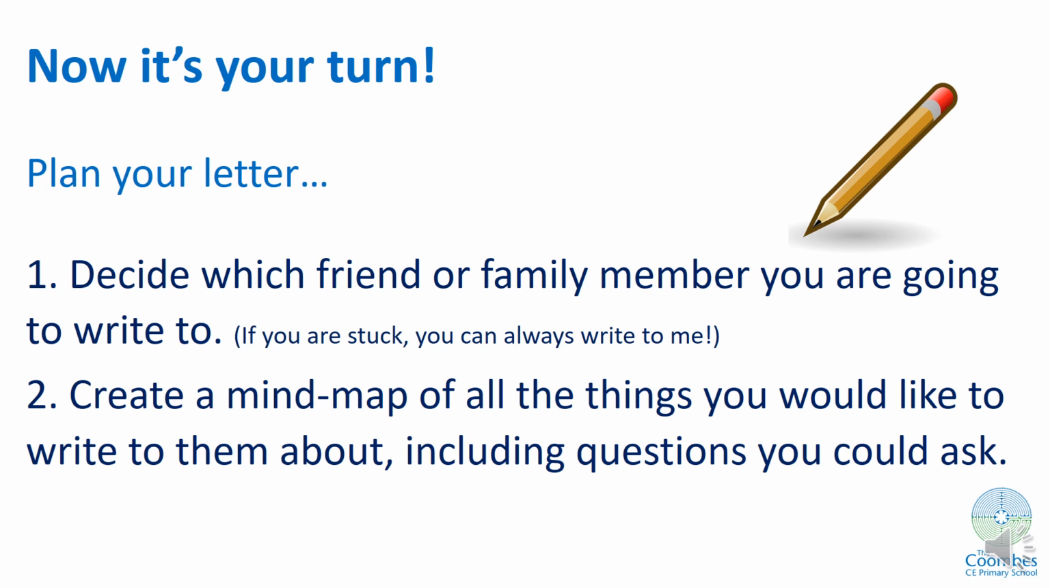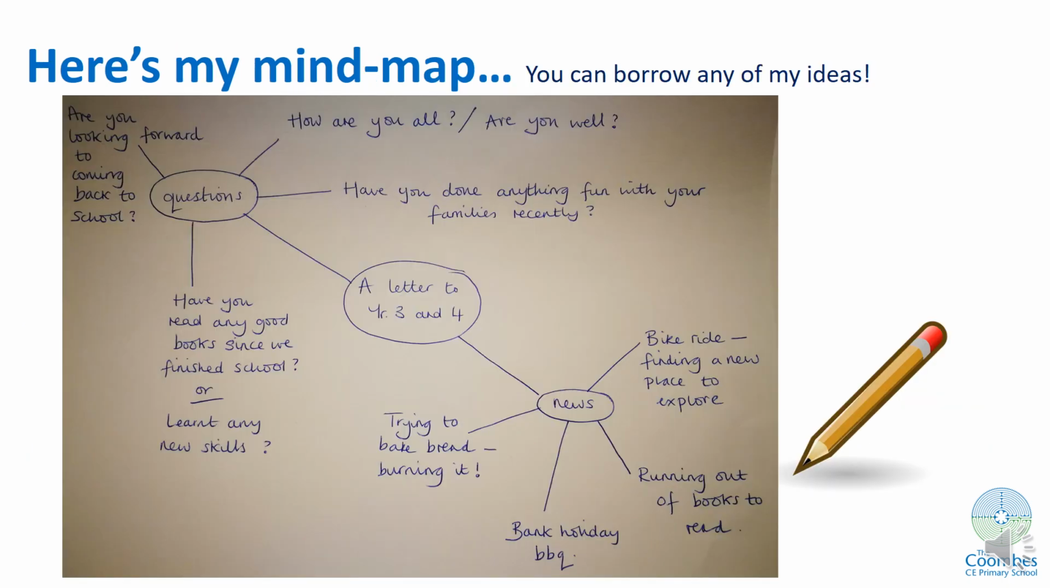Second, once you've decided who you're going to write to, I want you to create a mind map of all the things you would like to write to them about, including questions you could ask. Here's an example of a mind map that I've written for my letter to Year 3 and 4 children that I'm going to write. You can see that on the left-hand side here, I've included the questions that I want to write. So there are 1, 2, 3, 4 questions. And down here, there are 4 pieces of news that I'm going to include in my letter.